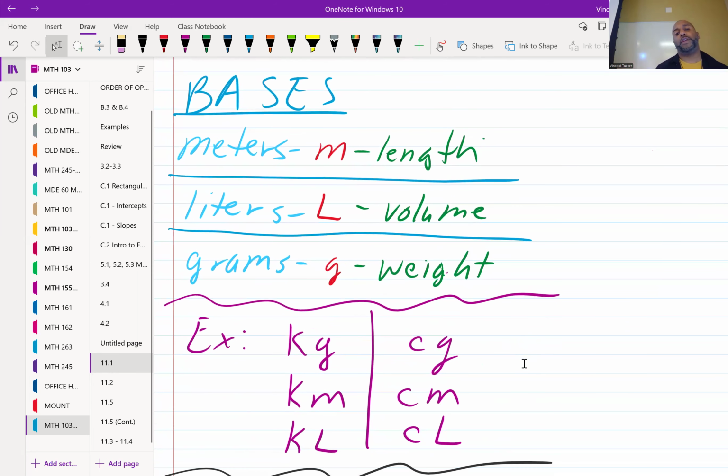And for either one of those prefixes, it doesn't matter. It just depends on how large or how small your measurements are. Either one of those prefixes can go in front of either one of those bases, depending, once again, on what you're measuring. So you could have kilograms, kilometers, kiloliters, or centigrams, centimeters, or centiliters.